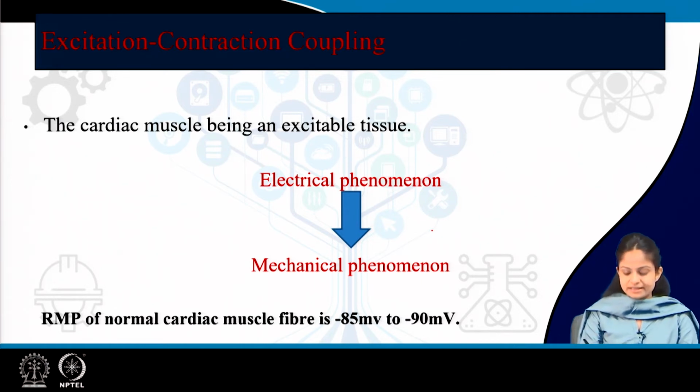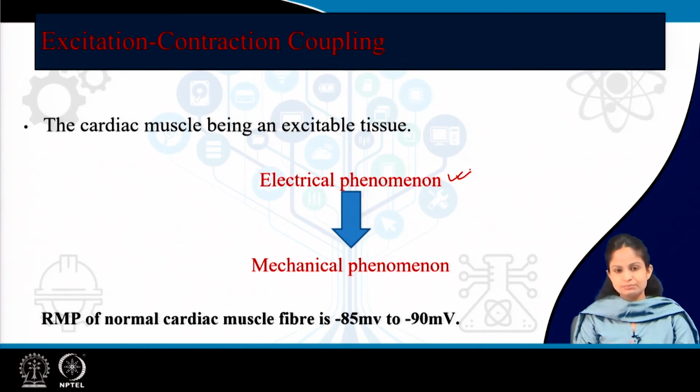So, there is always an electrical event which will occur first. That means there will be generation of action potential through the depolarization mechanism that will occur first, and that will be followed by the contractile mechanisms or the mechanical phenomenon. Now, the resting membrane potential of a normal cardiac muscle is minus 85 millivolt to minus 90 millivolt.